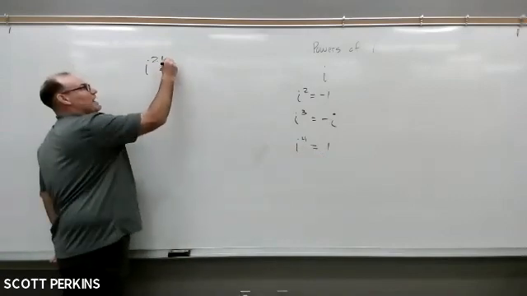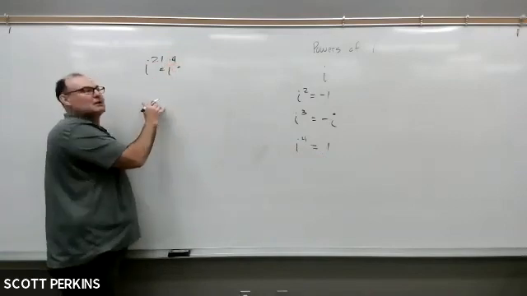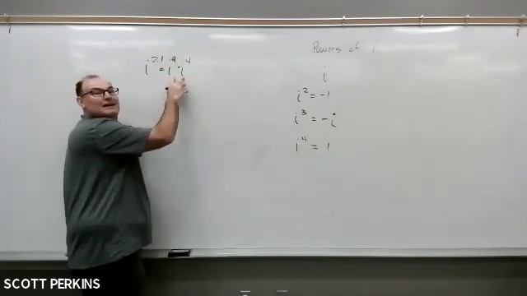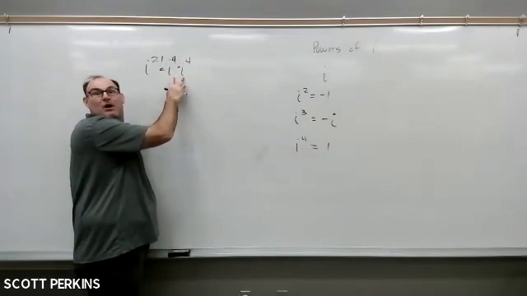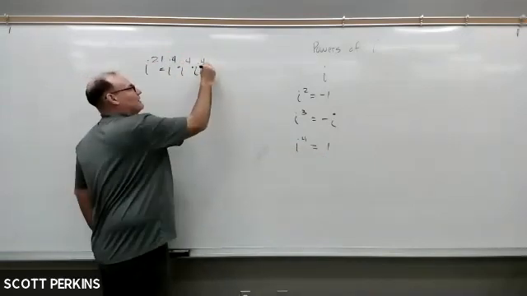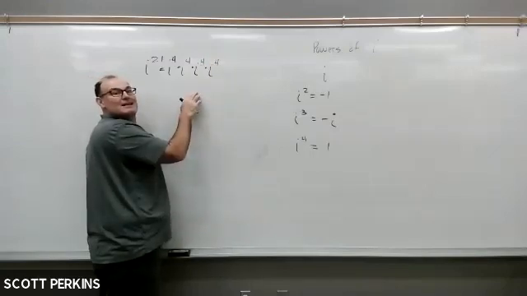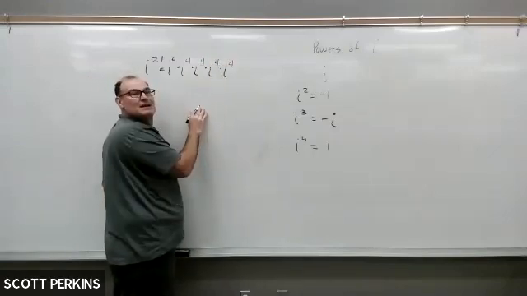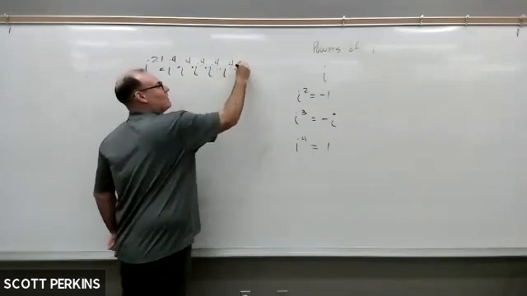i to the 21st is i to the 4th times i to the 4th. How many i's is that? You keep track. I'm not that smart. That's 8 times i to the 4th. How many is that? i to the 4th. How many is that? 16 times i to the 4th. That is 20. So then I have one more.